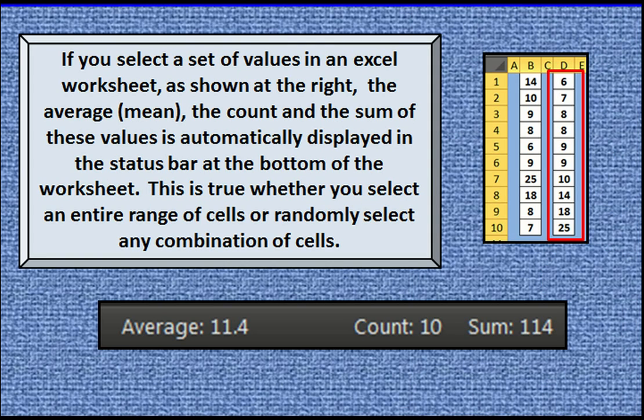If you select a set of values in an Excel worksheet, as shown at the right, the average or mean, the count, and the sum of these values is automatically displayed in the status bar at the bottom of the worksheet. This is true whether you select an entire range of cells or randomly select any combination of cells.